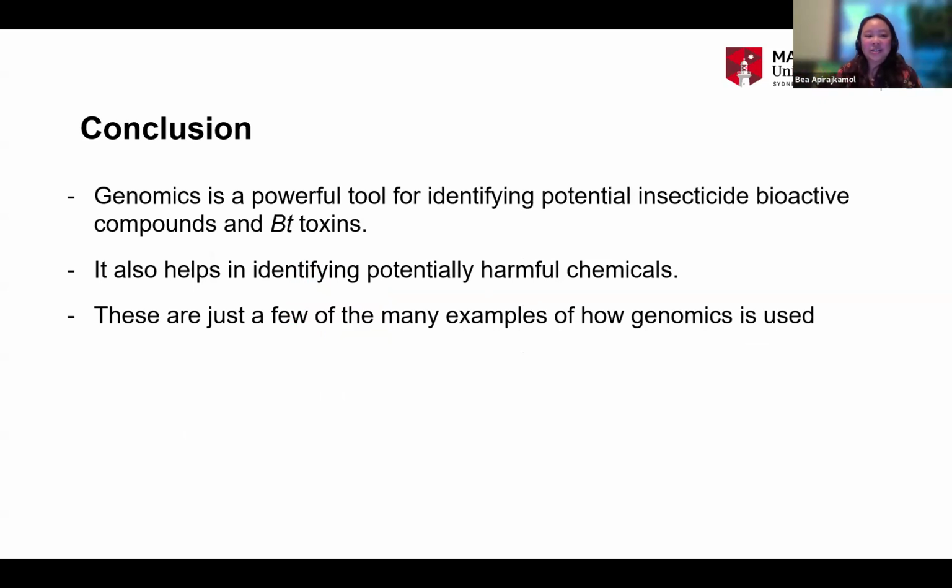Very short presentation. To conclude, I just want to show you that genomics is actually a very powerful tool to identify potential insecticides or Bt toxins, or generally speaking, to help us understand a bit more about the species or biocontrol that we're working with. It also helps us identify potential harmful chemicals and keep them in mind before further developing that biocontrol agent to actually use in the field. And this is just a few of many examples of how genomics can be used.